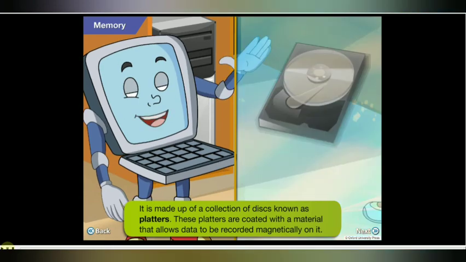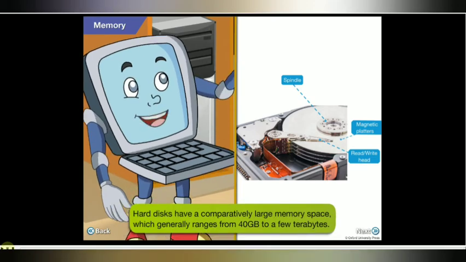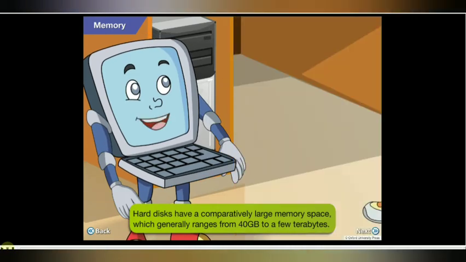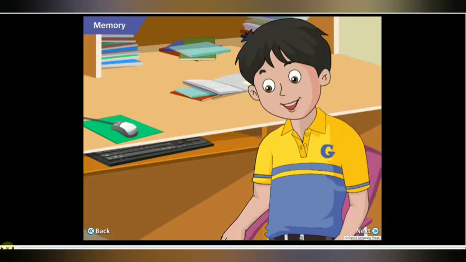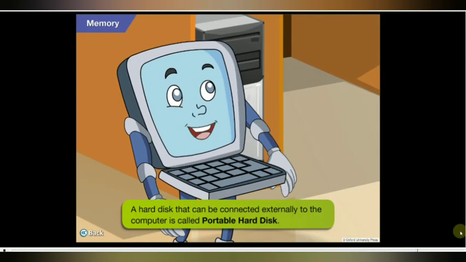It is made up of a collection of disks known as platters. These platters are coated with a material that allows data to be recorded magnetically on it. Hard disks have a comparatively large memory space, which generally ranges from 40 GB to a few terabytes. The disk that I told you about is placed inside the CPU permanently.